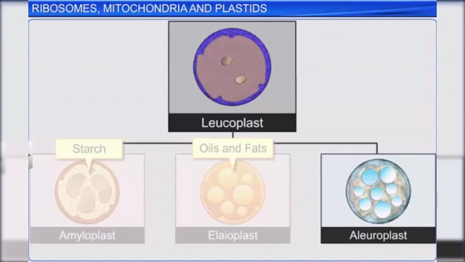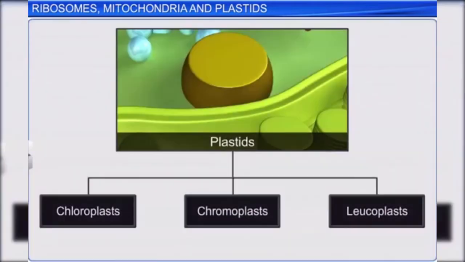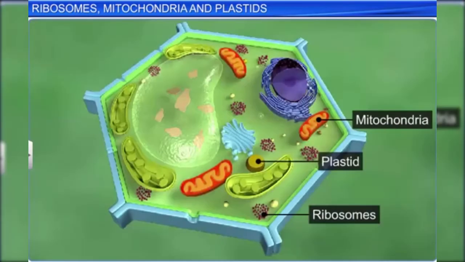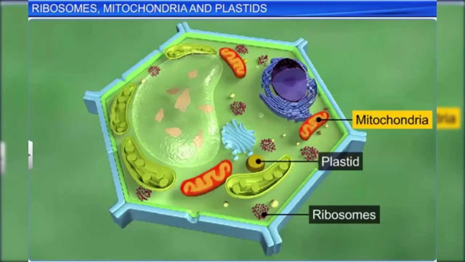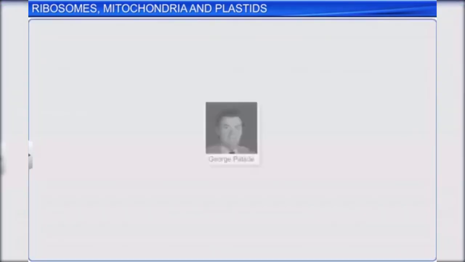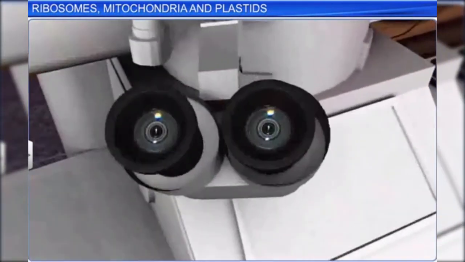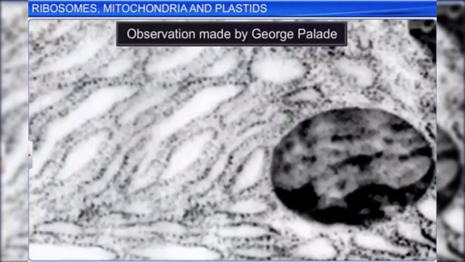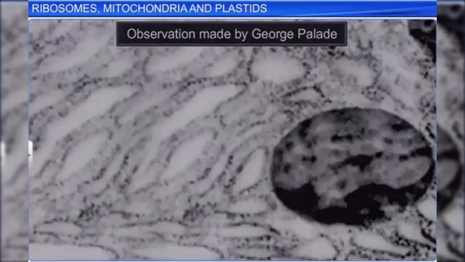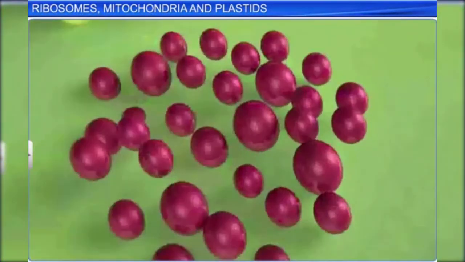The various plastids found in plants not only impart color to the plants, but also store nutrients and play a role in photosynthesis. Thus we find that ribosomes, mitochondria and plastids are important organelles taking part in vital functions of the cell such as protein synthesis, respiration and photosynthesis. In 1953, George Palade was observing a cell under an electron microscope when he noticed a few dense particles in the cytoplasm of the cell. Today, we know these particles as ribosomes.